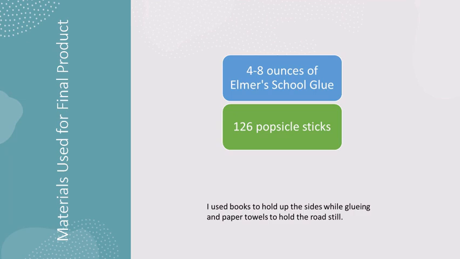Materials used for final product. I used 48 ounces of Elmer's school glue and exactly 126 popsicle sticks. I also used books to hold up the sides while gluing, and paper towels to hold the road still. You can see the ripped off paper towels on my bridge.